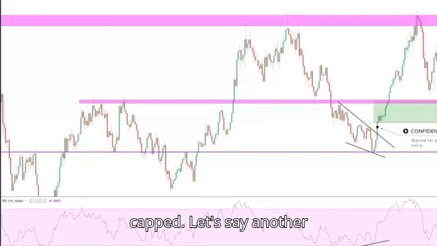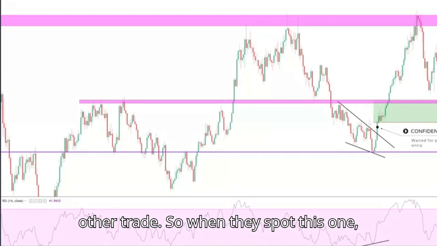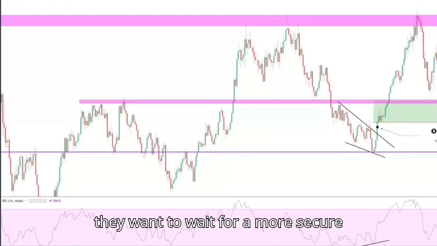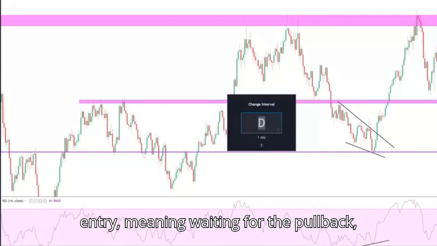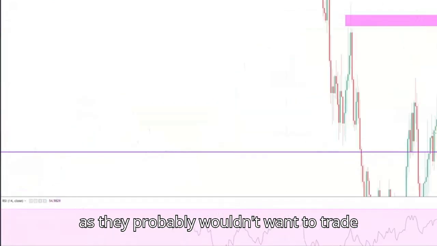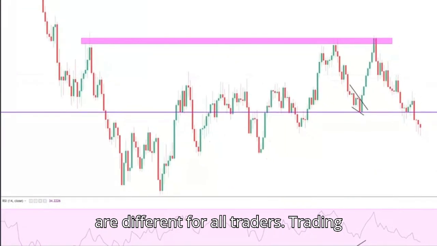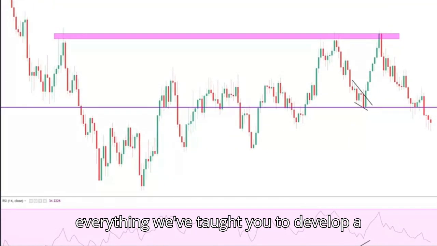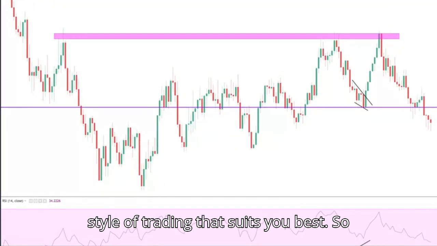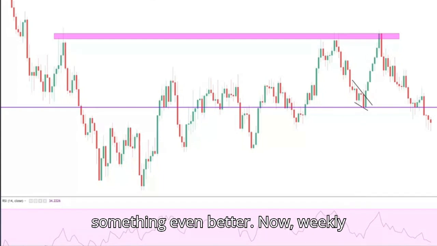Let's say another trader just came off of a loss on some other trade. So when they spot this one, they want to wait for a more secure entry, meaning waiting for the pullback, as they probably wouldn't want to trade the aggressive breakout. All situations are different for all traders. Trading takes discretion, and you should use everything we've taught you to develop a style of trading that suits you best. So let's do this again, but to show you something even better.